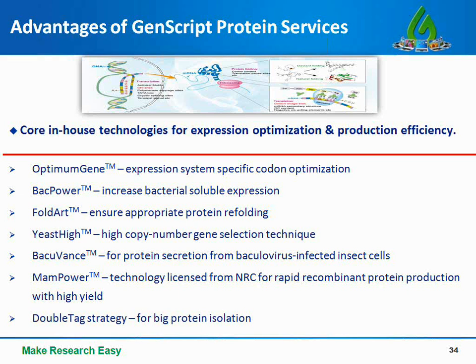For all our protein expression projects, we can utilize our proprietary OptimumGene technology to do the codon optimization, which typically boosts protein expression fivefold or more. In addition, we have our optimized technologies for each expression system: BacPower for bacteria expression, YeastHigh for yeast expression, BaculoPower for baculovirus insect expression, and MamPower for mammalian expression. It's a technology licensed from the National Research Council, NRC of Canada, for rapid recombinant protein production with high yield. For big molecular weight protein, we use double tag strategy. In summary, our service is backed up by our advanced technologies to ensure the high quality of protein.